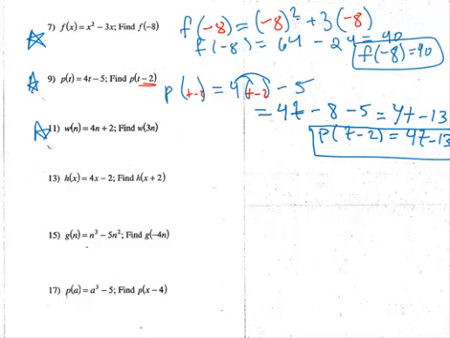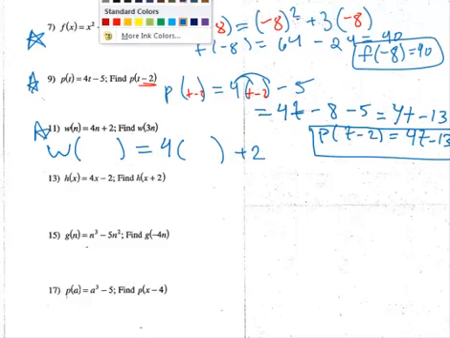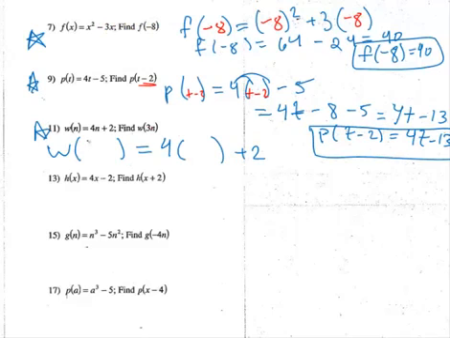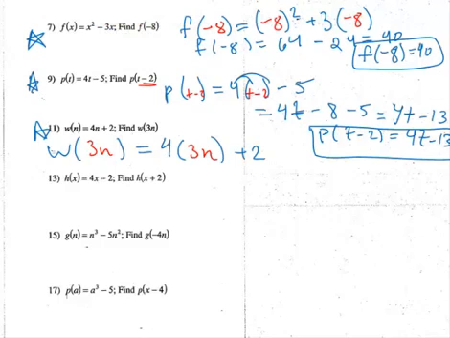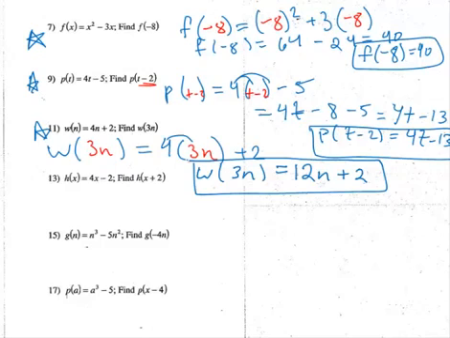Let's do 11. W of blank equals 4 times blank plus 2, and this time we're supposed to put in 3n. And now we'll simplify. Again, leave the left-hand side alone, but this side will distribute. So this becomes 12n plus 2. Nothing I can simplify for that. So this is just w of 3n equals 12n plus 2. So hopefully that gives you a little bit of help as you start looking at 13, 15, and 17 on your homework tonight.